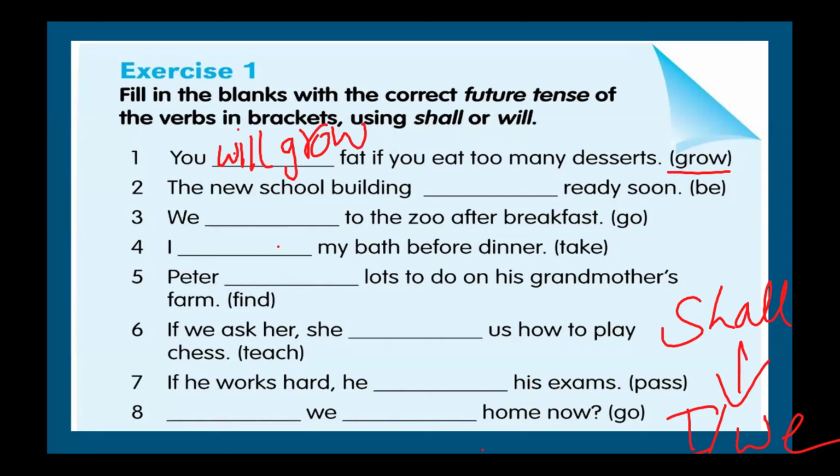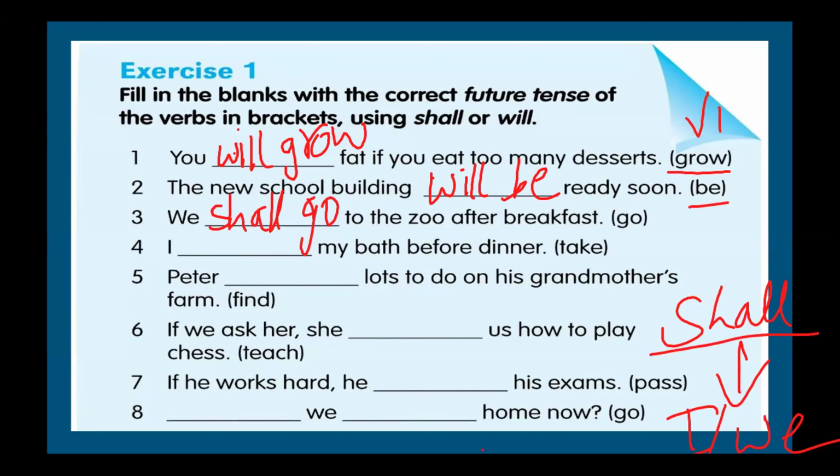Okay. Can I say you will grew fat? No, ma'am. Okay, this is past tense form, so I will not use it. I will use only future, V1, base form. Next, the new school building dash ready soon. The new school building will be ready soon. Okay. Next, we dash to the zoo after breakfast. We will go or we shall go. Yes, shall. We shall go to the zoo after breakfast. Okay, this is the criteria.